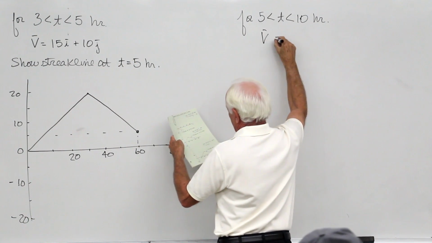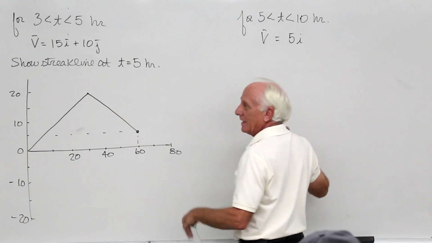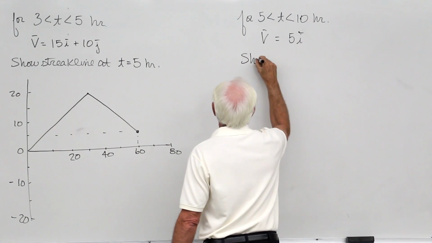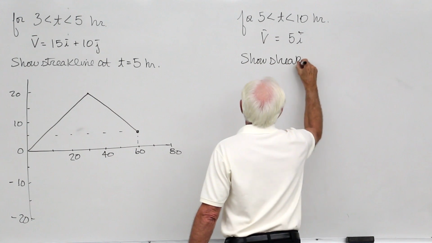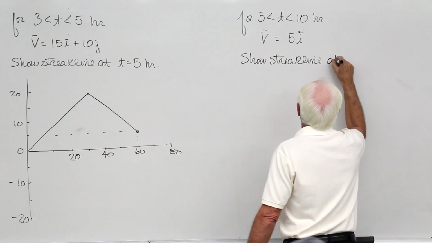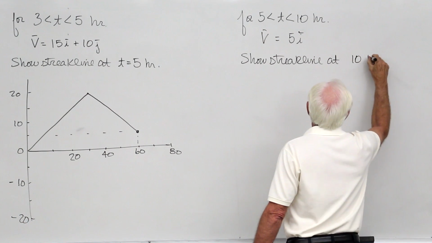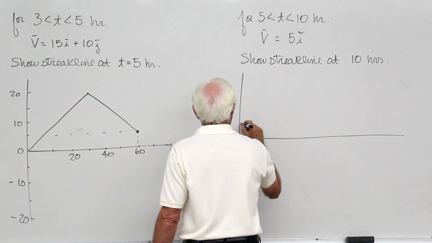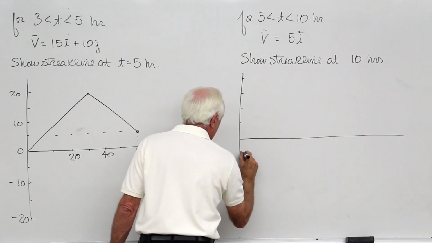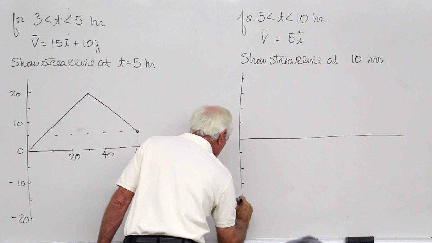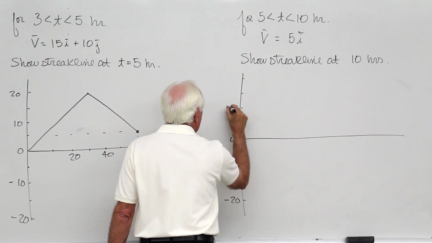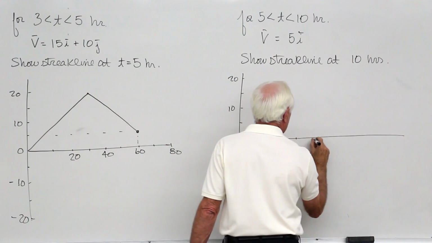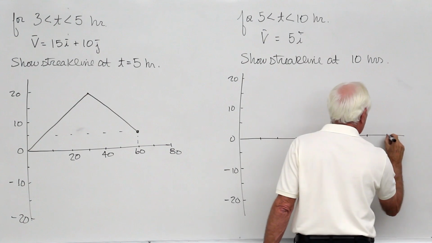V is equal to 5i. The wind's dying down. It's 5 miles an hour east now. 5 miles an hour east. Show streak line at 10 hours. Okay, here we go again. 5, 10, 15, 20. And over here, let's see, 10, 20, 30, 40, 50, 60, 70, 80.